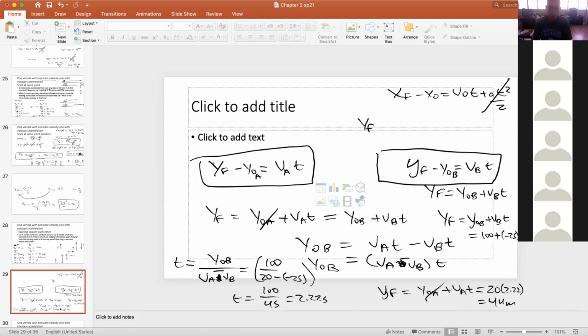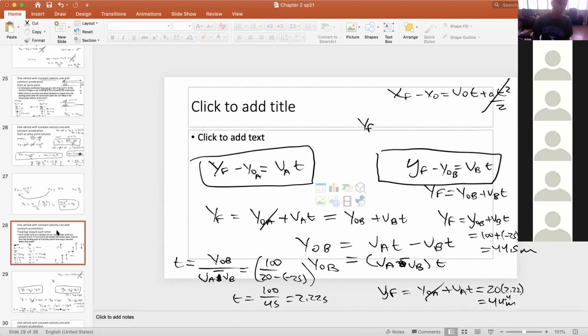100 minus 25 times 2.22, oh, sorry, I'm dumb. 100 minus 25 times 2.22 is 44.5. So this was 44.4-ish. This is giving me 44.5. There's a little discrepancy from rounding. But either way, they would give us the same answer.